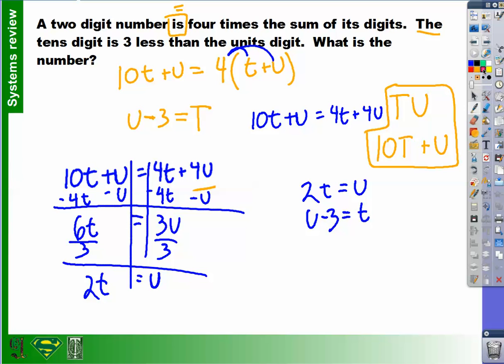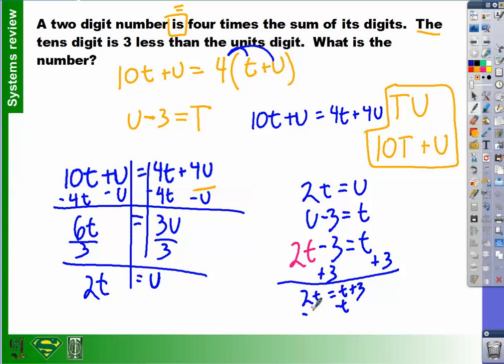2t. So we have 2t minus 3 is equal to t. Now what's my next step to get the t by itself? Add 3. Sure. So we get 2t is equal to t plus 3, because you cannot add things that have different variables. And now what is my last step? Subtract t. And I get t is equal to?